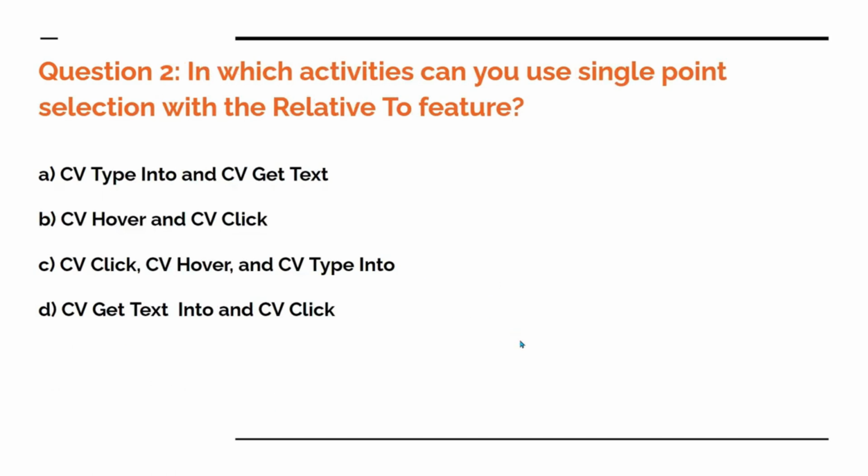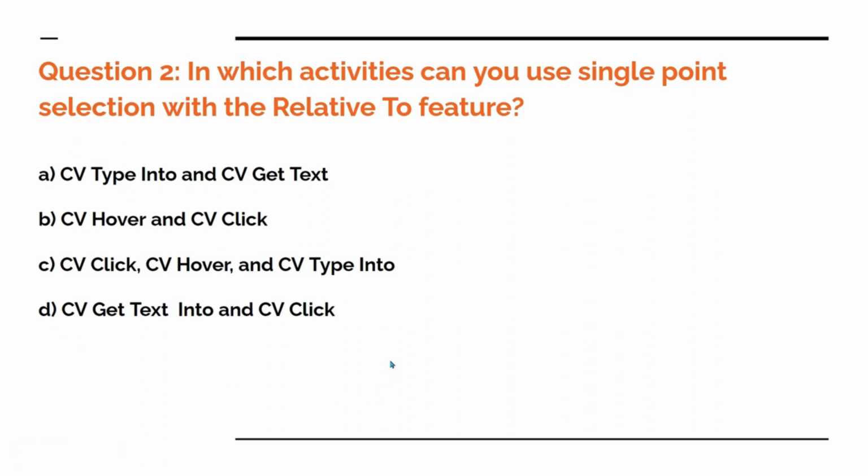Let me go through the second question. In which activities can you use single point selection with the relative to feature? So there are two different areas. One is single point selection. The other one is area selection. So in which activities can you use single point selection? Here are the options: CV type into, CV get text, CV hover, CV click, or the option D, CV get text or CV click. Now looking at these options, tell me what is your right answer. Comment your answer.